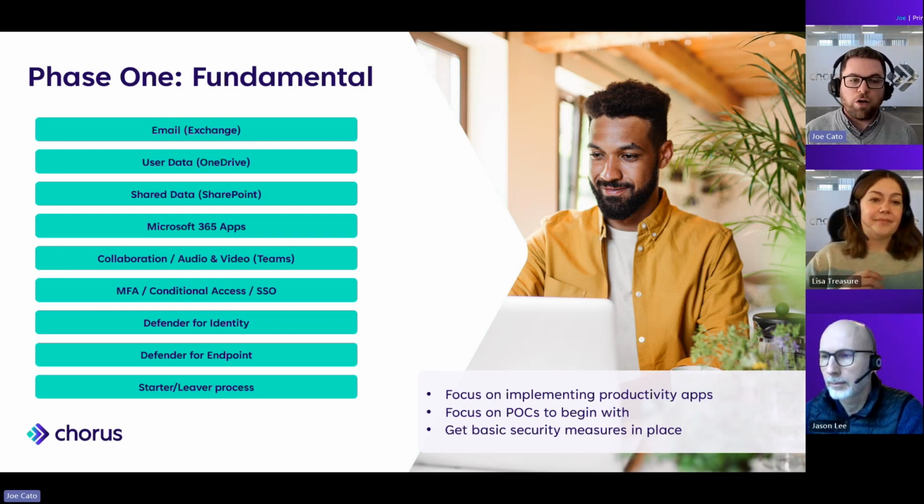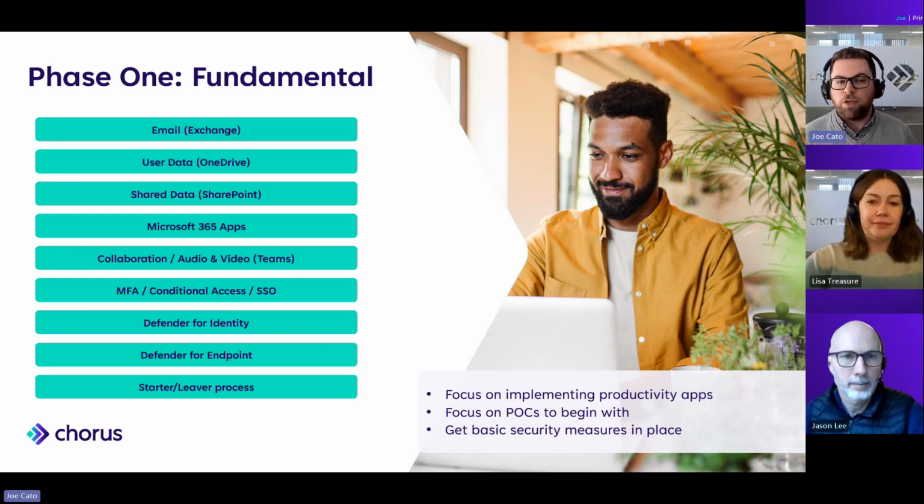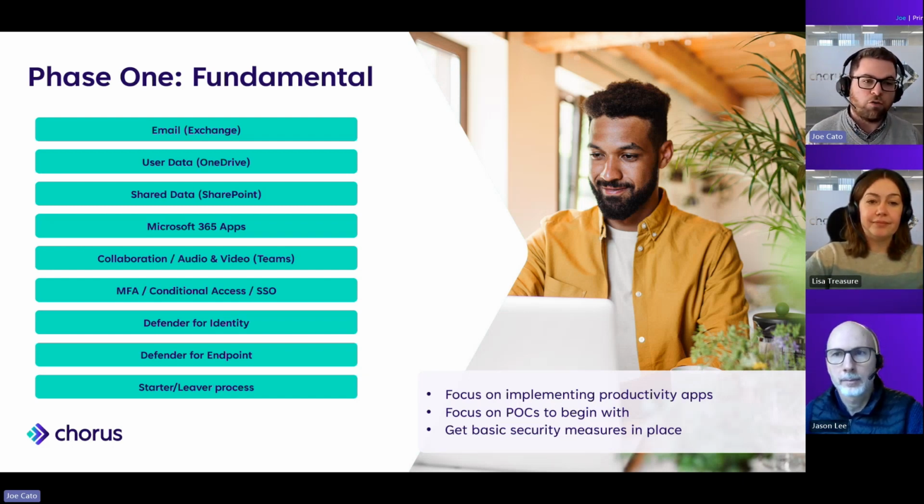So some examples of where you may find yourself at the moment. So with Exchange, with email, you might be using on-premises Exchange. You might also be using a hosted Exchange system by a third party, or you may also be using another provider such as Google Workspace. And so the natural migration path here is to Exchange Online.